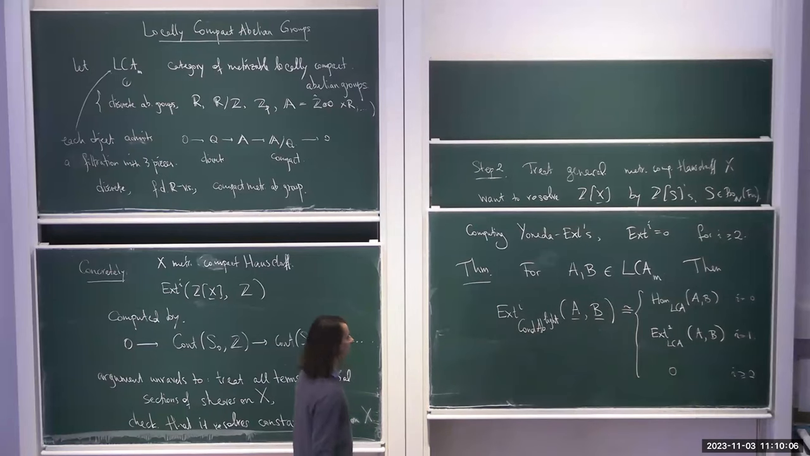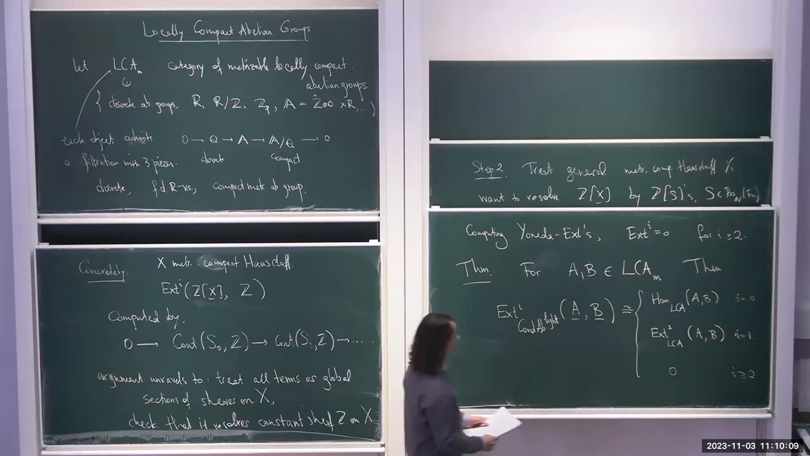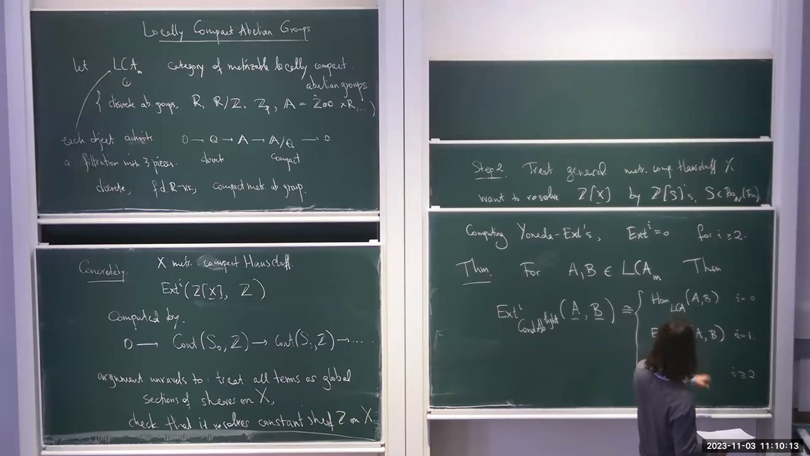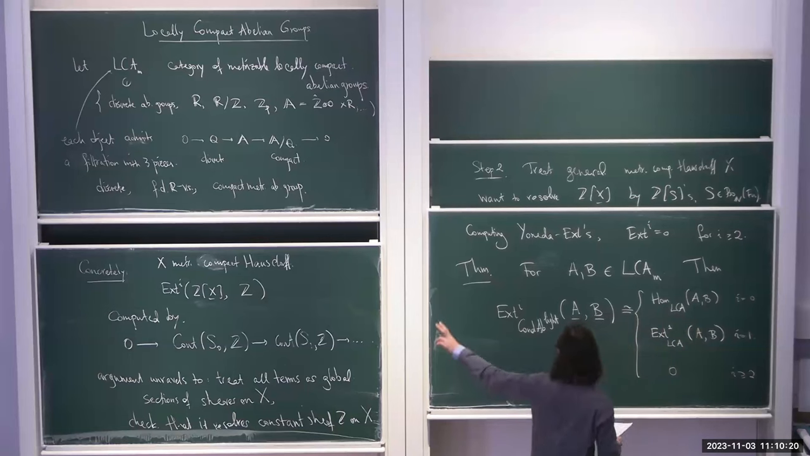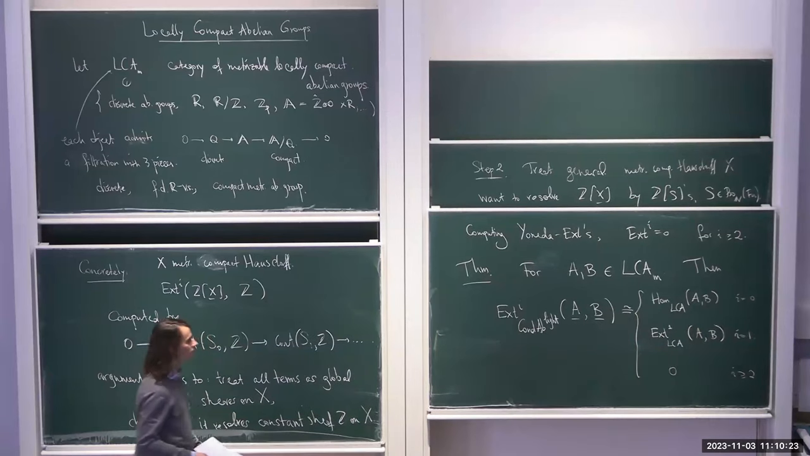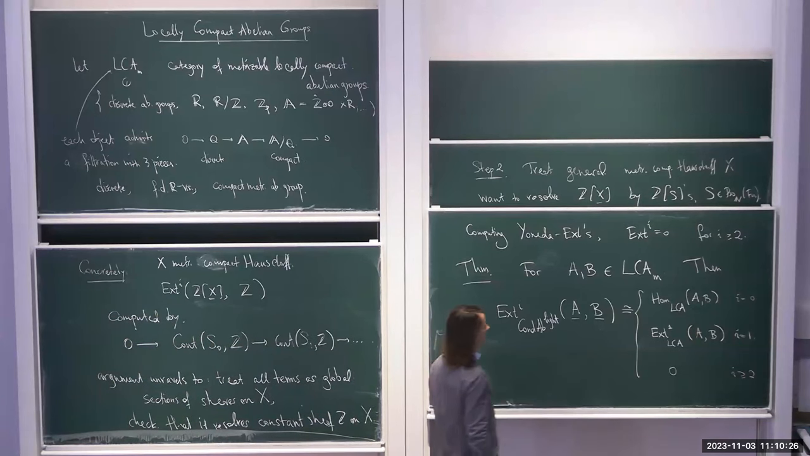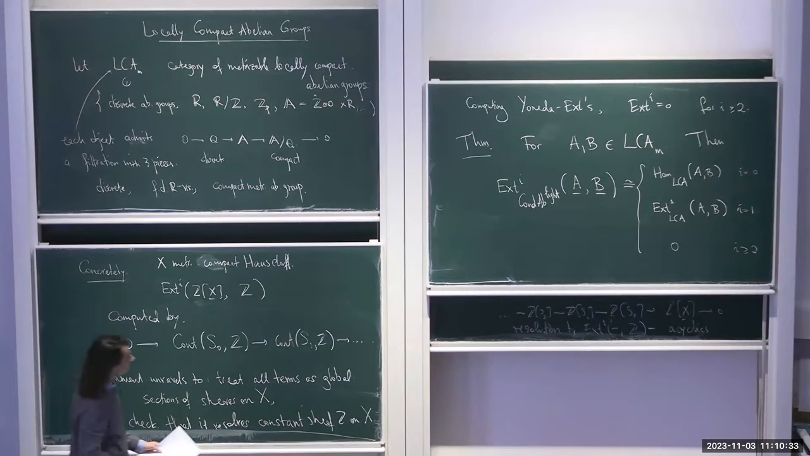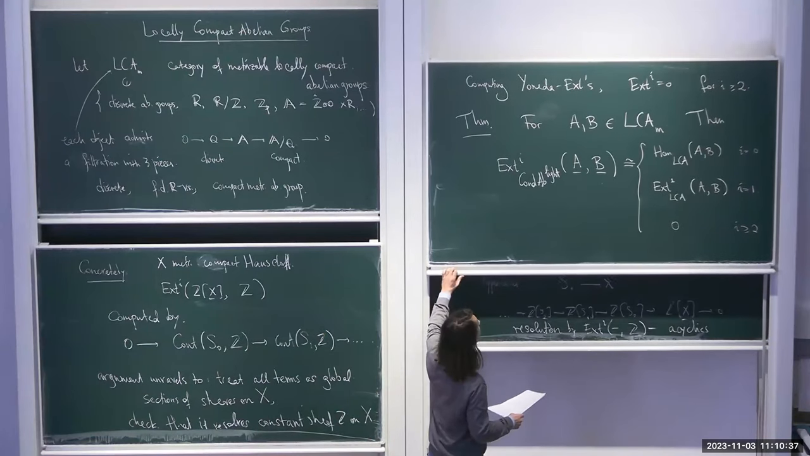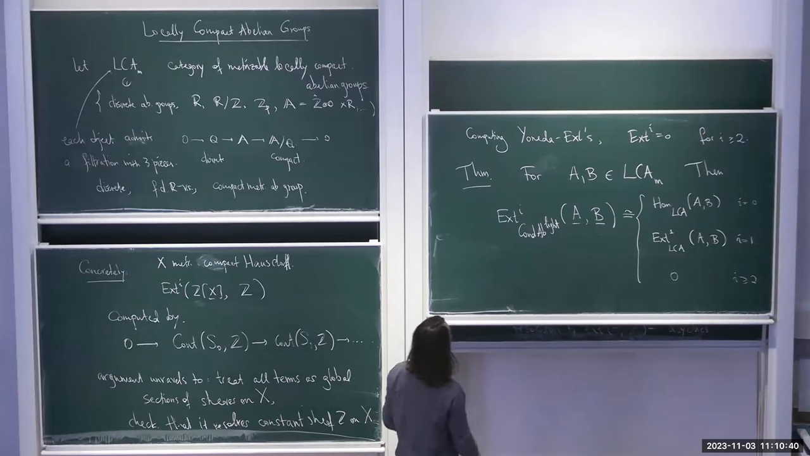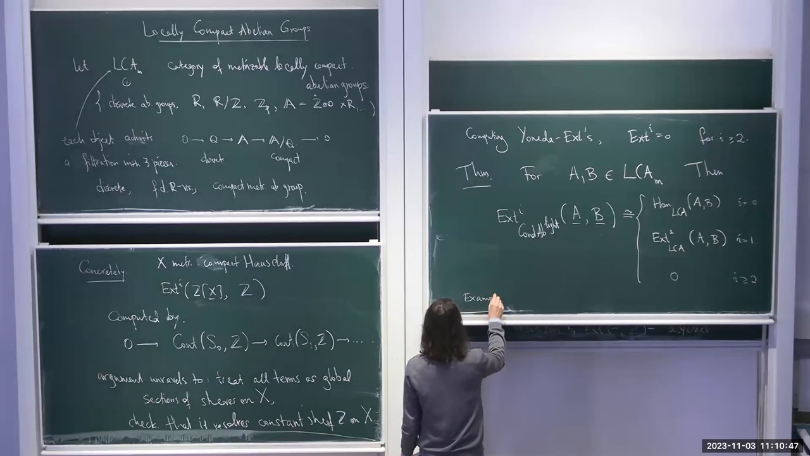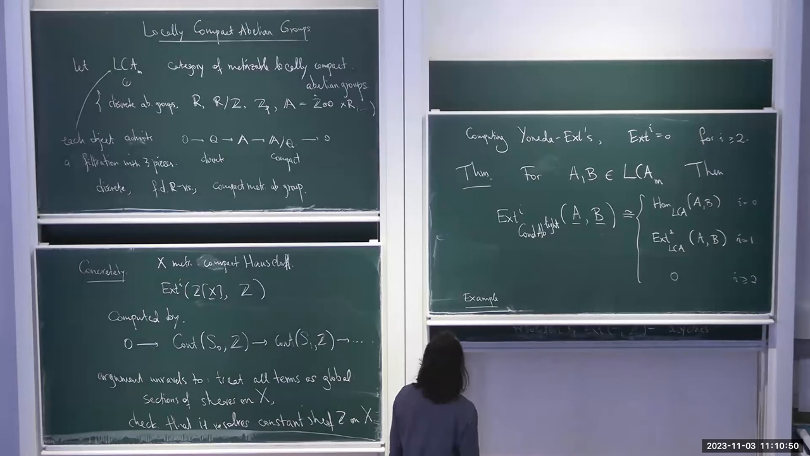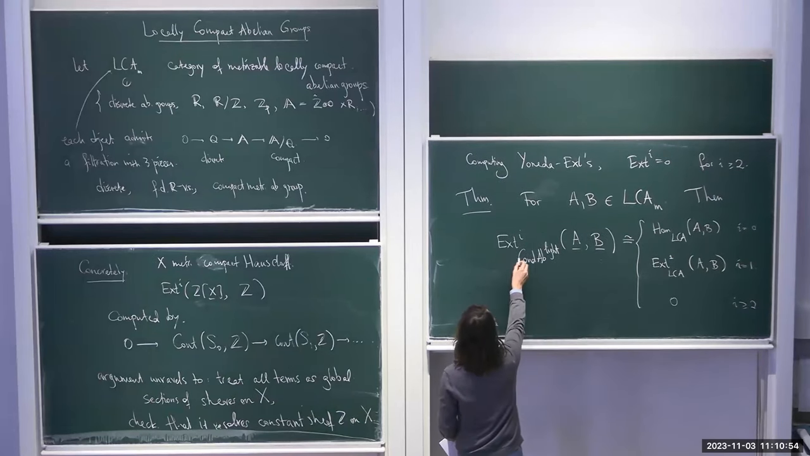It's the usual thing where you're looking at short exact sequences 0 to A to something to B to 0. Short exact sequences in locally compact abelian groups up to the appropriate most natural equivalence. Let me give some key examples. Even something slightly better is, you could even underline this.